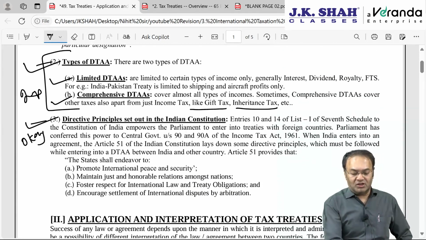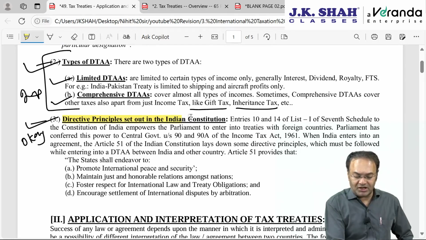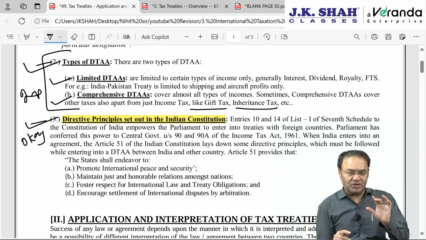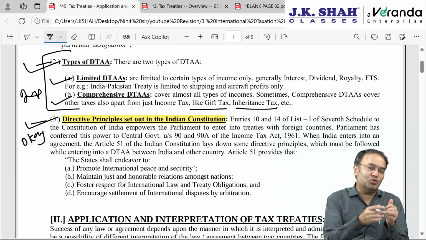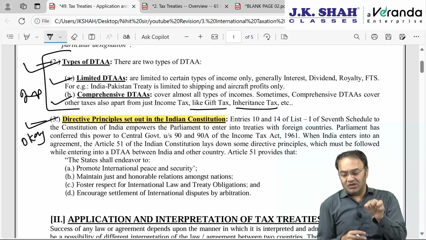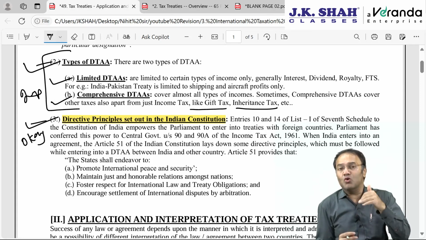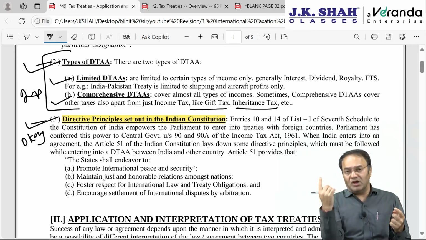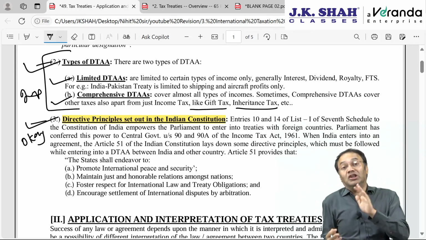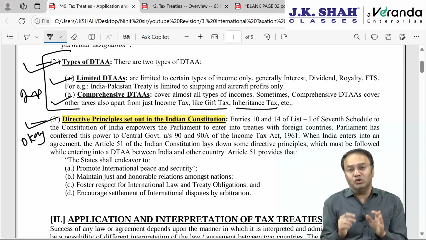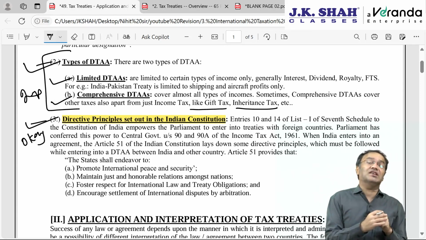So the title is Directive Principles set out in the Constitution of India. Directive principles means those principles which provide direction, which show us the path. First of all, it's divided into 2 parts. First part, who enters into DTAA? We say DTAA, or any treaty, is entered into between 2 countries. Let's say one is India, other is Mauritius. So in India, who enters into the treaty? Who signs the treaty on behalf of India? Some human being has to sign, no? So the answer is the Finance Minister.